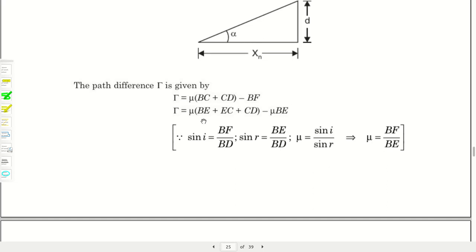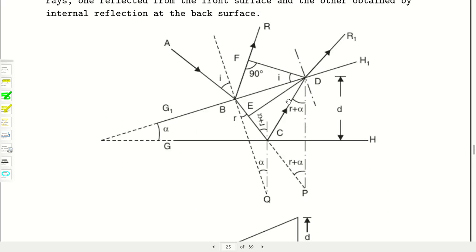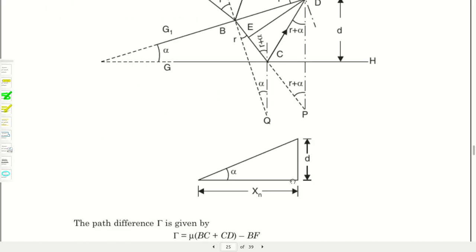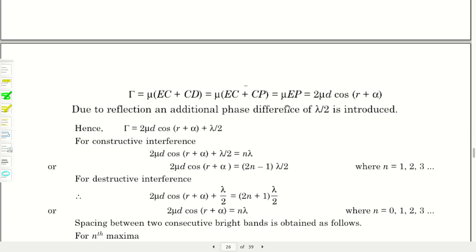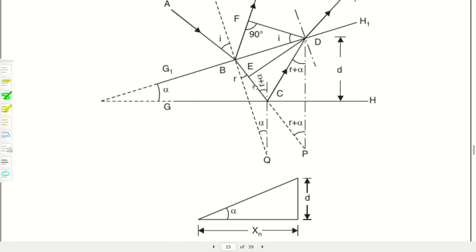So mu BE cancels each other, so mu into EC plus CD will be there, and CD is equal to CP. So EC plus CP is directly EP, we can write. It is written over here, and EP from this triangle you can evaluate. Consider the triangle EPD. It is a right angle triangle with right angle at angle DEP. So this is the base and this is the angle r plus alpha. So EP by hypotenuse, which is DP, is equal to cos of r plus alpha. So EP is equal to DP into cos of r plus alpha.